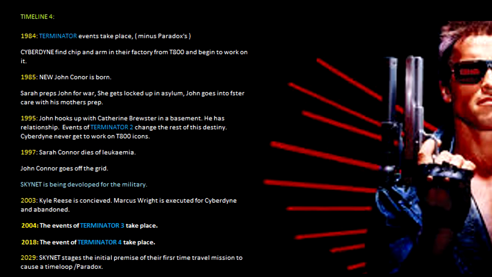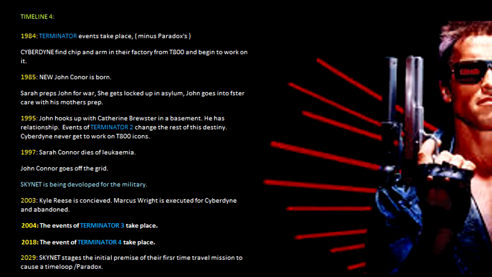The events of Terminator 3 take place in 2004, then Kyle Reese is born. The next notable events that take place are Terminator Salvation in 2018, which there are a few things I would like to address about. A lot of people say that this film has a lot of plot holes, such as Skynet should not have known that Kyle Reese was John's father. But of course it would. He's one of the main reasons for this timeline existing.